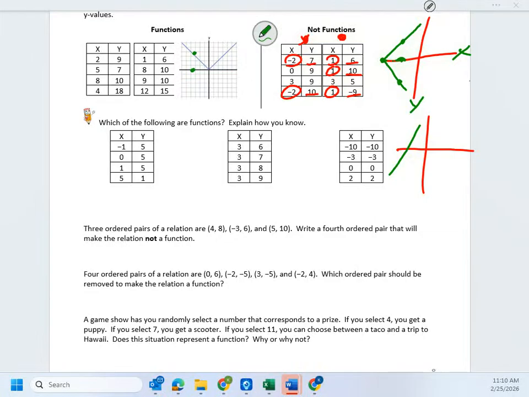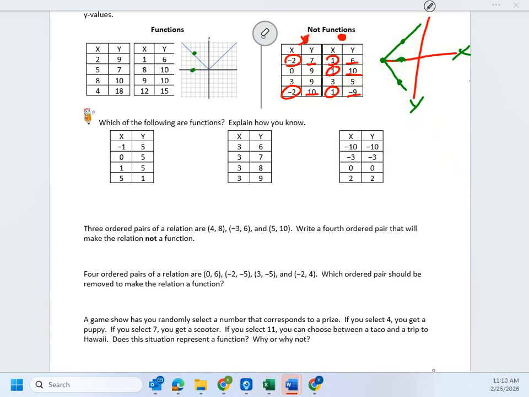Why do you have a thumbs up, Colton? What makes it a function? Because it's not two corresponding lines. So if I look at that x-axis, I could look at any point on that line. Any point here, there's only one corresponding y to go with it. So that is a function.